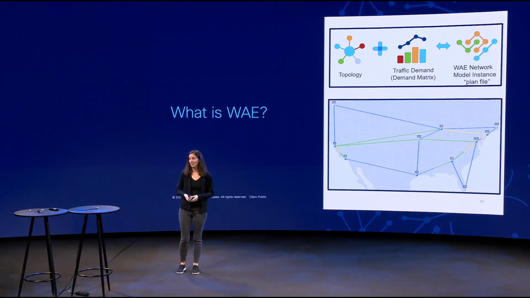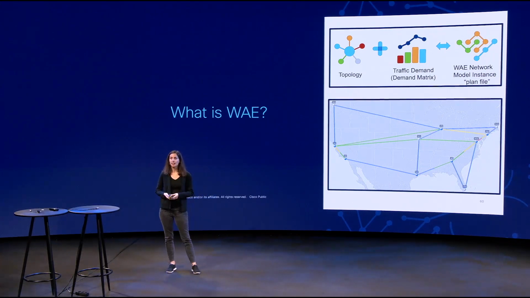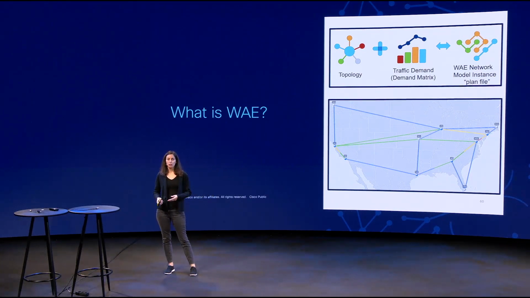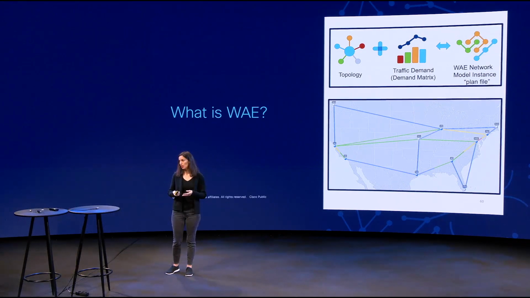Enter WAE. As probably quite a few of you here know, WAE is an industry-leading planning tool. It has been around for many, many years. And it came to Cisco through the Cariden acquisition. So how does it work? So first of all, it needs to build an abstracted network model instance. So that contains the information on the topology, information on things like segment routing policies, RSVP LSPs, abstracted VPNs, even optical layer information.